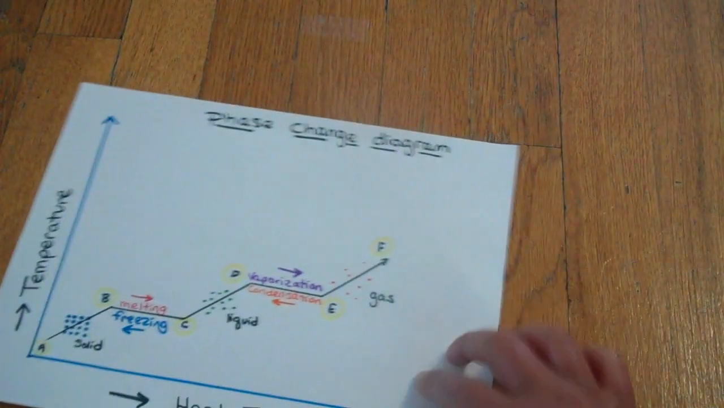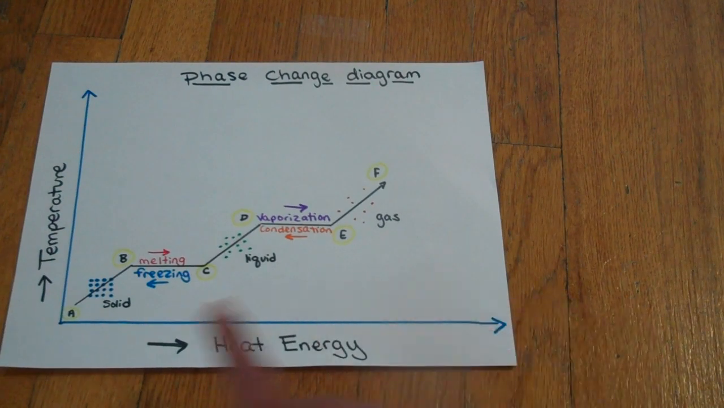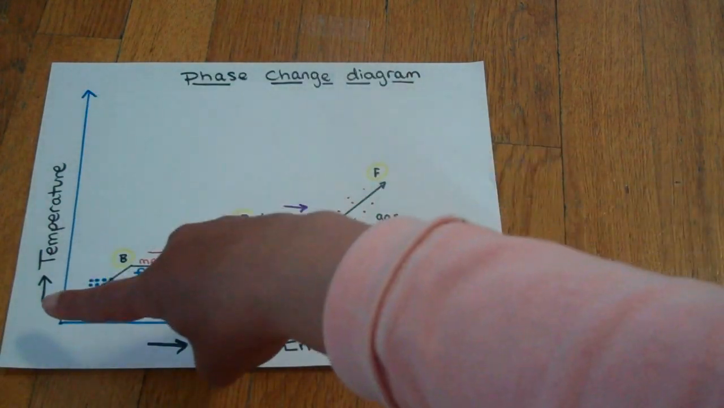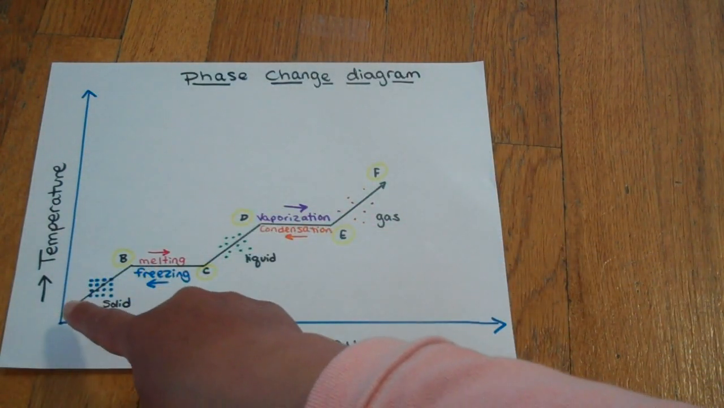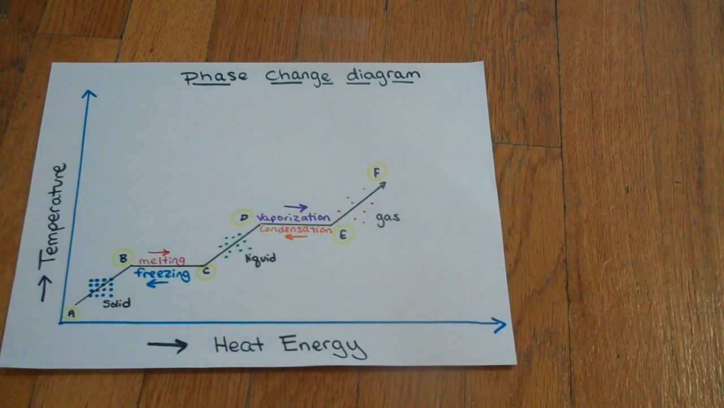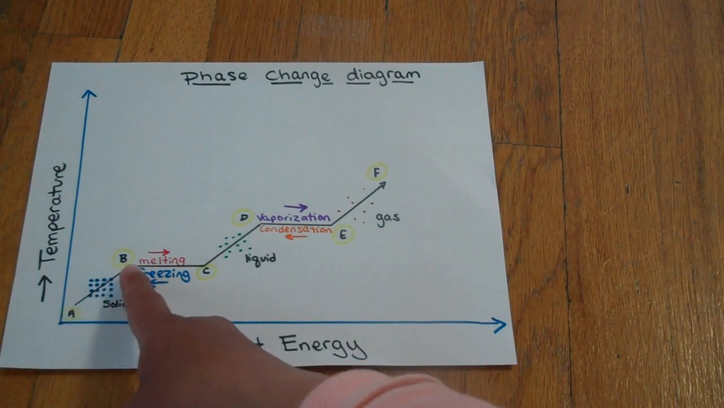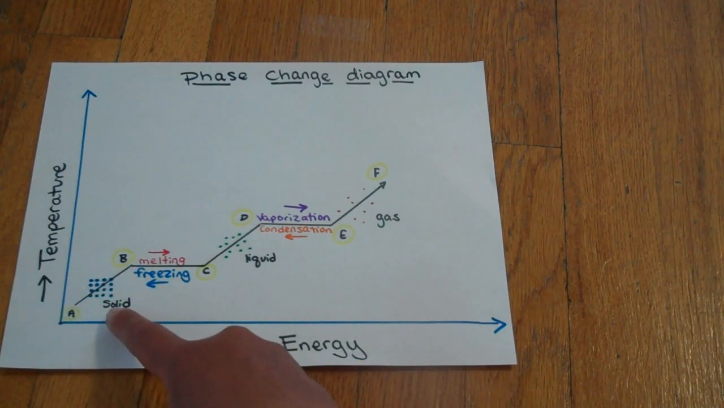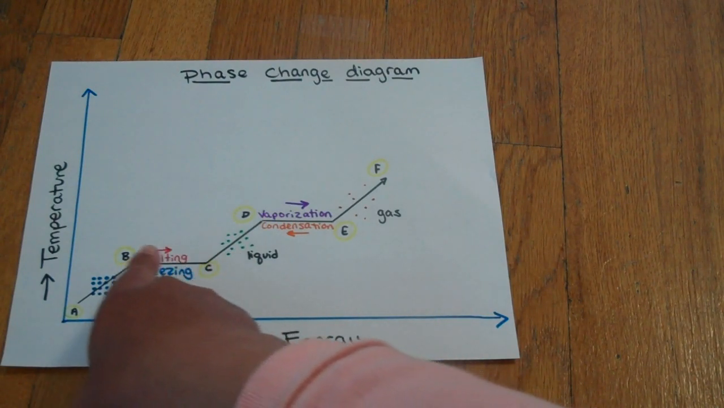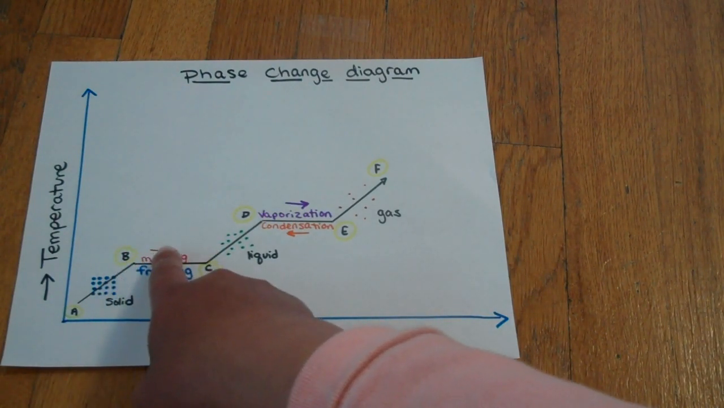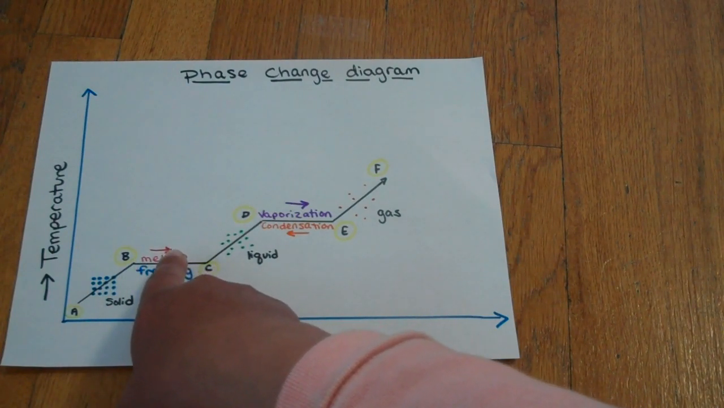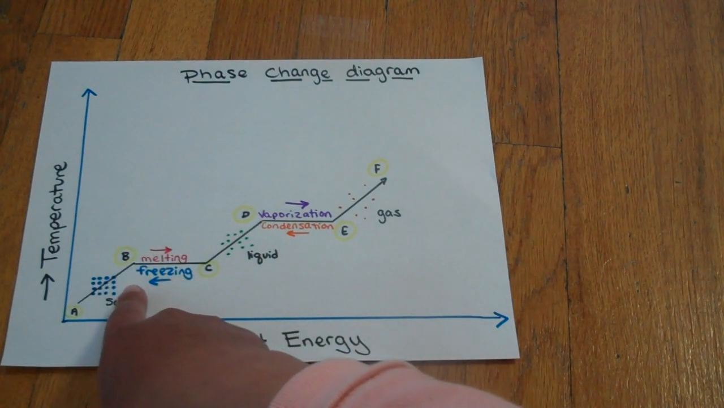Now here it is as a phase change diagram. Along the x-axis, I have the term heat energy, and along the y-axis, we have temperature. We have a changing slope because the phase changes depending on how much heat energy is put into it. Here we have the letter A, a rising sloped line, and a little model of a solid, and then B at the corner, and from here it is a flat horizontal line, with melting going left to right and freezing going right to left.